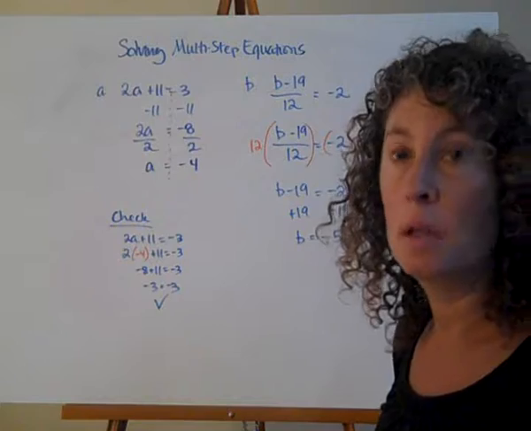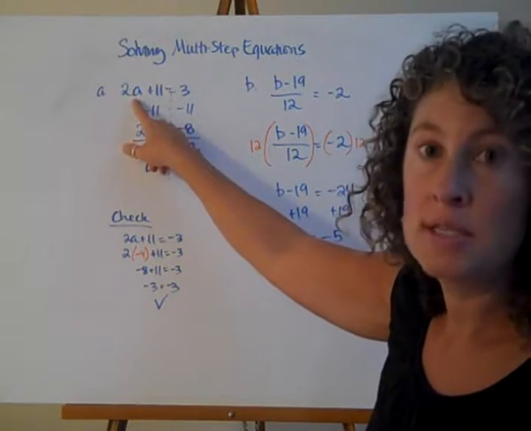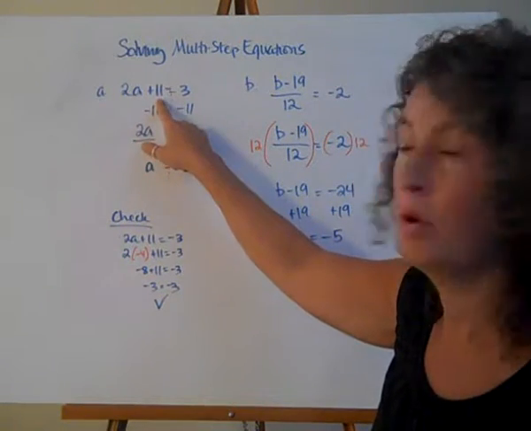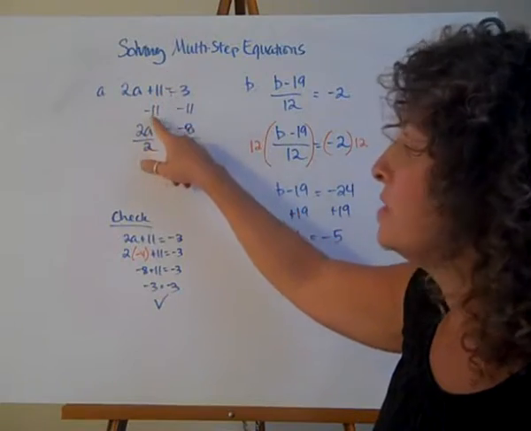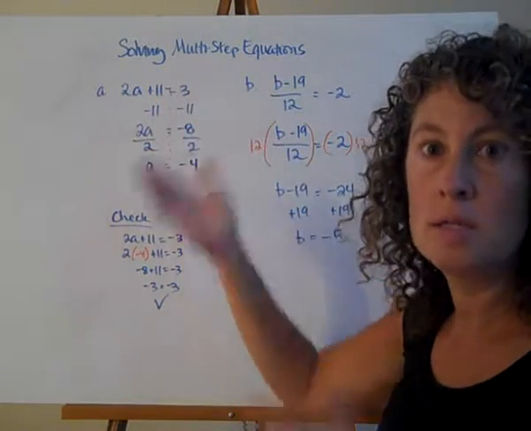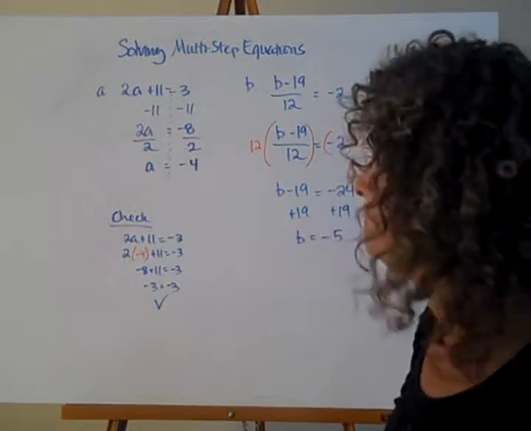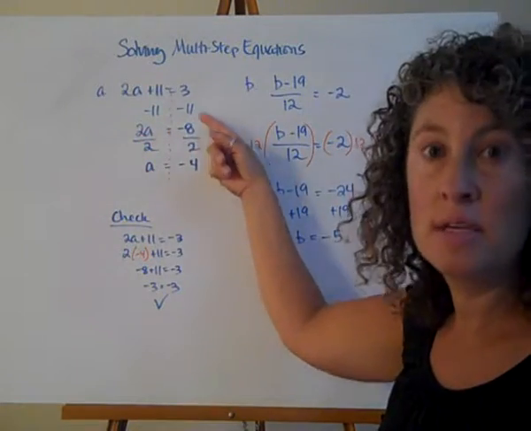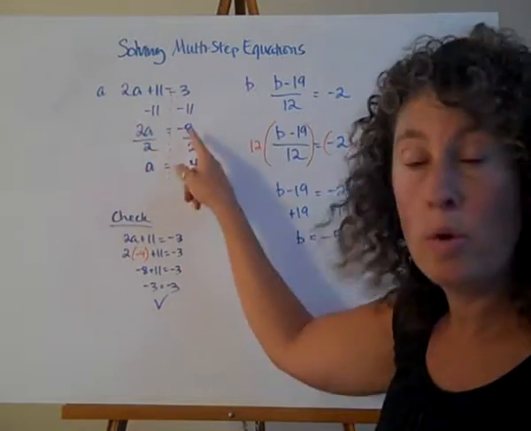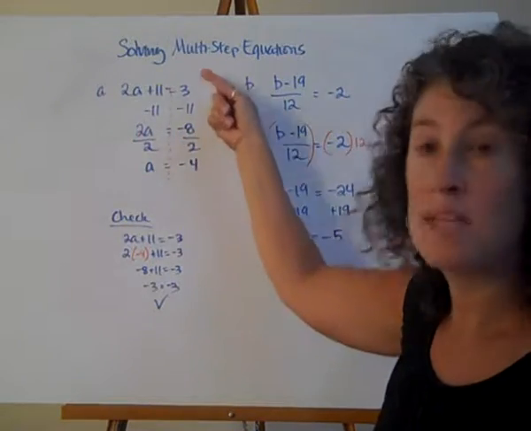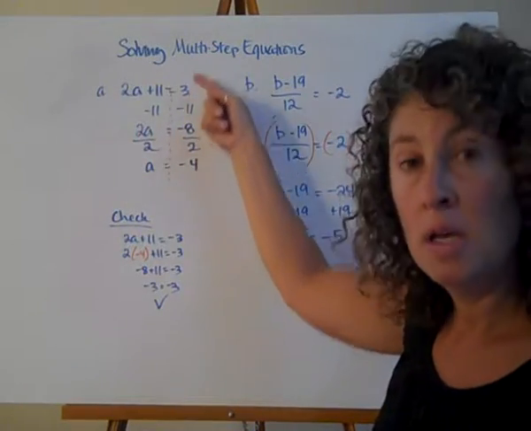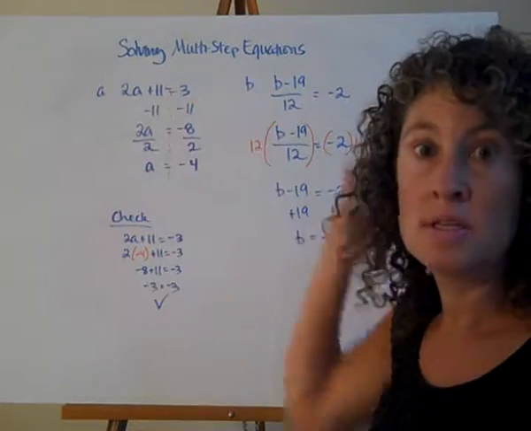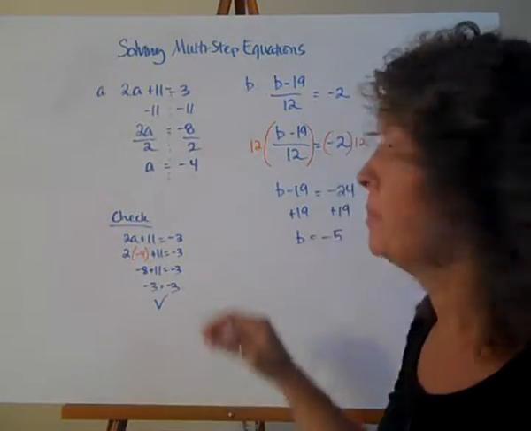The variable is alone. So let's get this a by itself. We're going to start to do that by getting rid of this 11 first. It's adding 11, so we're going to subtract 11 from both sides. That's how we keep the two sides equal to each other. When I subtract 11, I have 2a equals negative 8. This is an equivalent equation. It represents the same amount as what's up above it, and a is representing the same value for a.